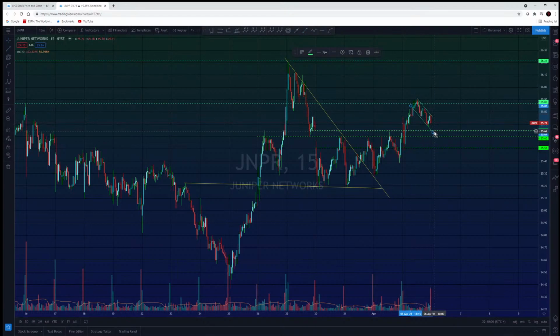Alright, so Juniper is basically in this bull flag right now. This is a descending bull flag. It's a channel. So basically it's got a B, C, D. It's probably going to come down and retest 25.65 again tomorrow. That's fine. That's healthy. As long as it bounces there, that's what we're going to want to see.